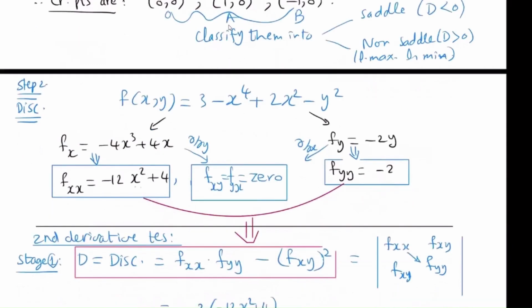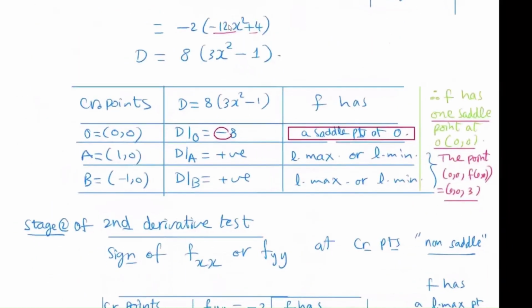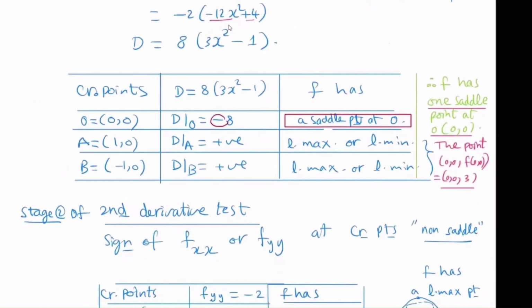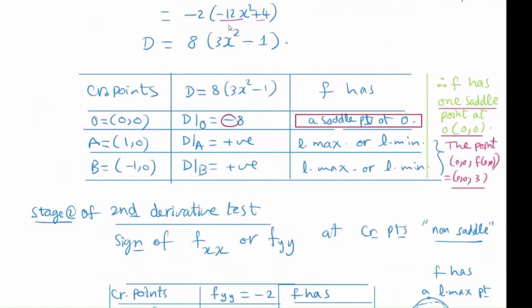So we put them in the table, and this is the discriminant. Substitute at O with x equals 0. You get negative 8, got it? Here it is 0, so 8 times minus 1. Make it in detail, slowly. We get the discriminant negative, so we get a saddle point at O.